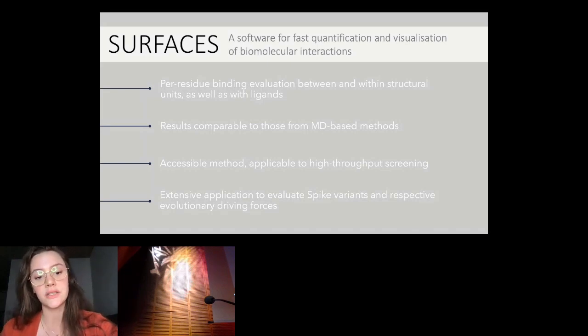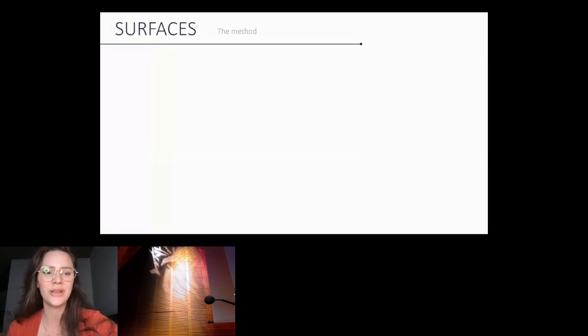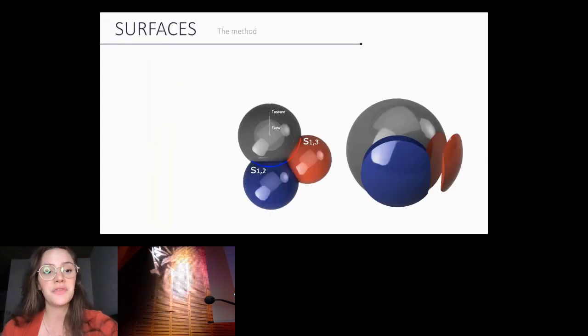Our goal with Surfaces was to build a method that was very accessible, to decrease the entry barrier for those who want to evaluate protein interfaces, both regarding expertise and regarding access to computational power. So it is a very fast method and therefore applicable to high throughput screening. And we are using it to extensively evaluate SARS-CoV-2 spike protein and spike variants, and understand different evolutionary driving forces throughout the pandemic.